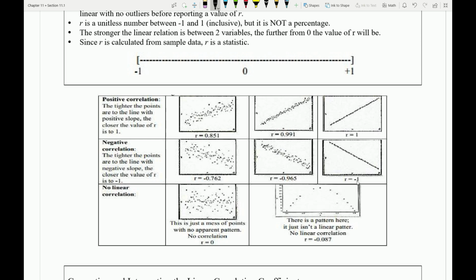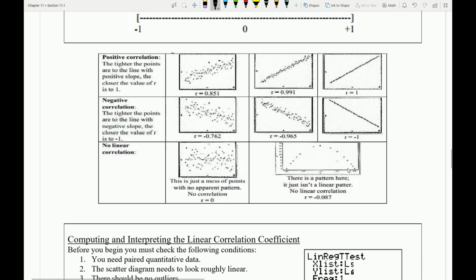Notice that I'll get values of R that are very close to 0 if I get just a splattering of points everywhere, or I get shapes that don't appear to be line-like shapes.